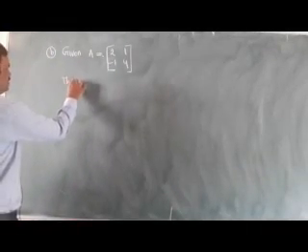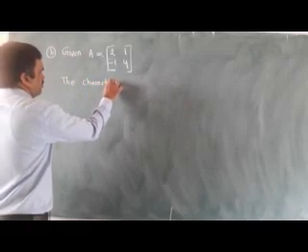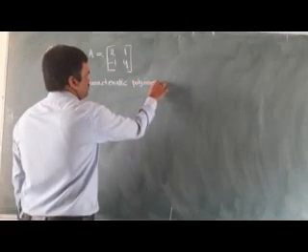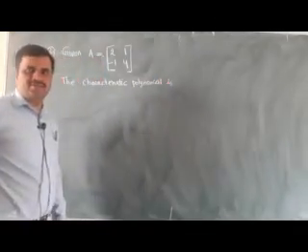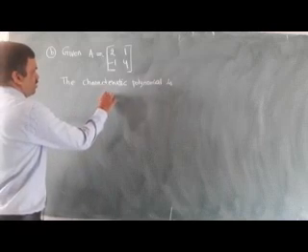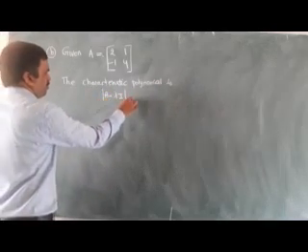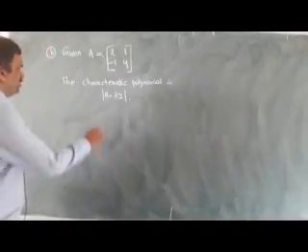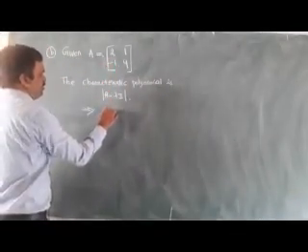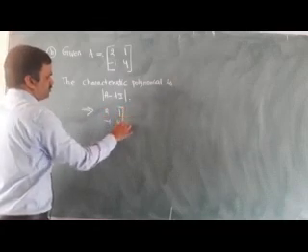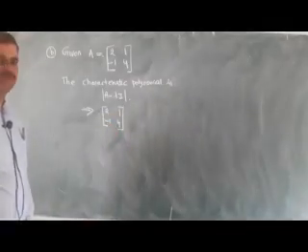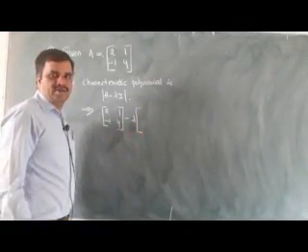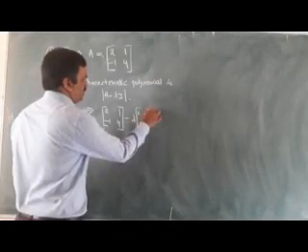The characteristic polynomial is the determinant of A minus lambda I. Substitute: what is the matrix A? 2, 1, minus 1, 4, minus lambda times the identity matrix 1 0 0 1.